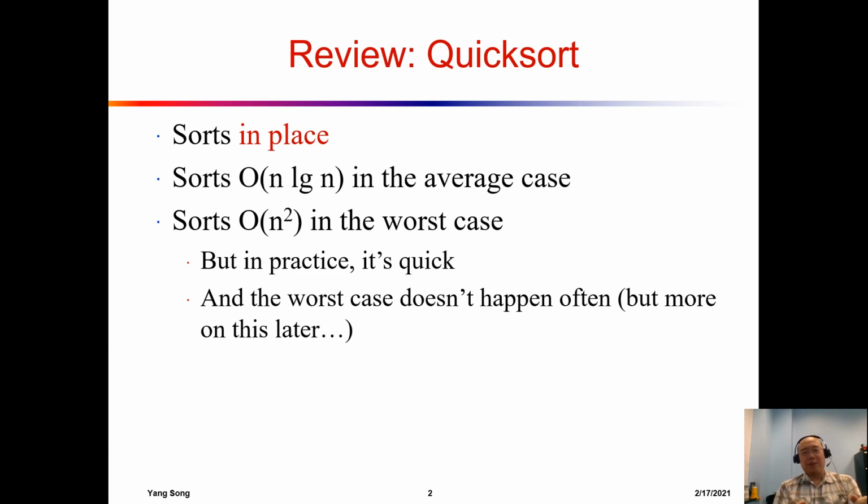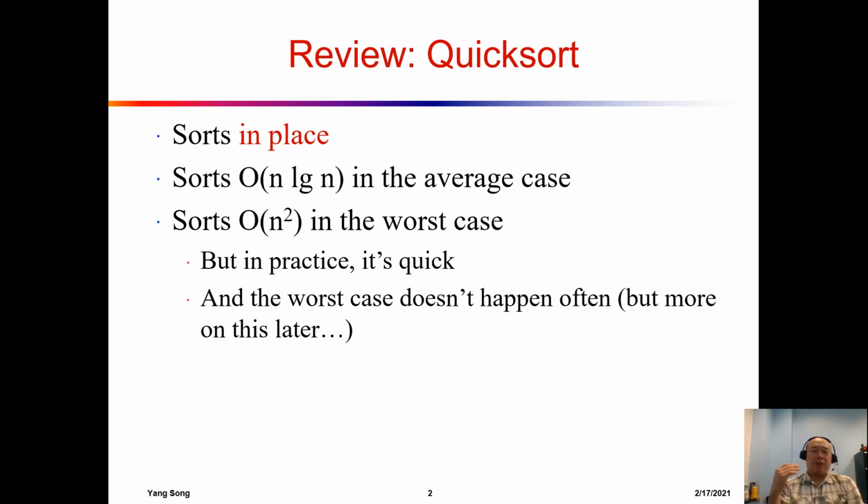But anyhow, let's do a very quick review of the idea behind quicksort. So quicksort is a sort-in-place algorithm. So that's one of the things we love. And another thing is, usually if we talk about the time complexity, it sorts in O(n log n) in the average case. But in the worst case, it will be O(n^2). So worst case O(n^2), not impressive, right?